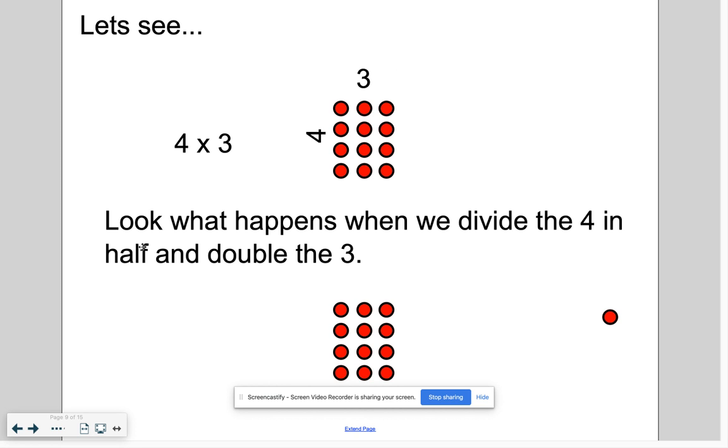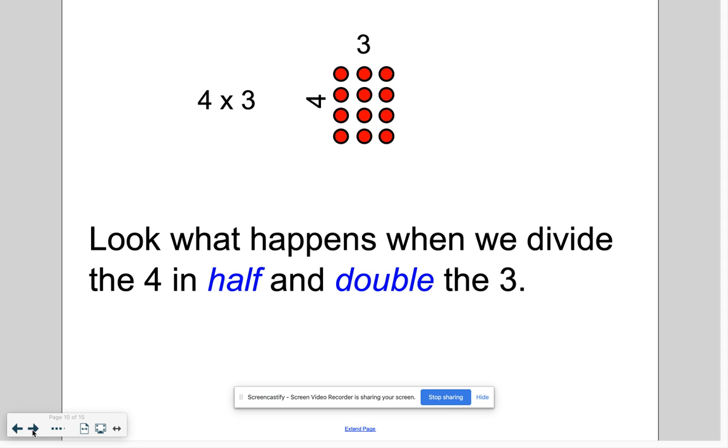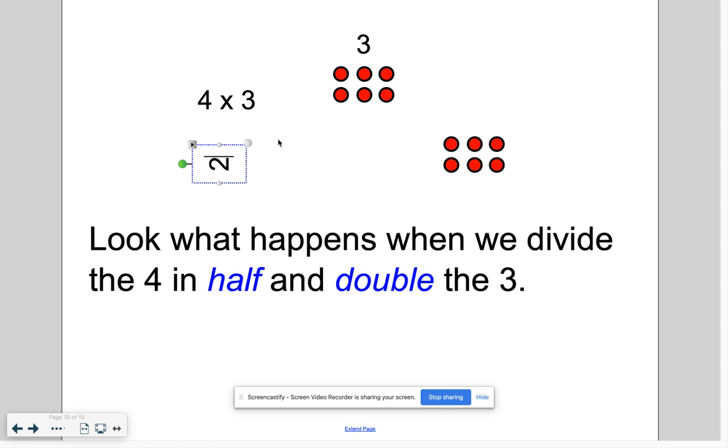So look what happens, however, when we divide the 4 in half and double the 3. All right, so we're going to take a look. If we divide that 4 in half and double the 3, what is going to happen? The first thing we're going to do is cut that 4 in half. It's going to become a 2. So that 4 is going to be a 2 now. Let's delete this and make it a 2.